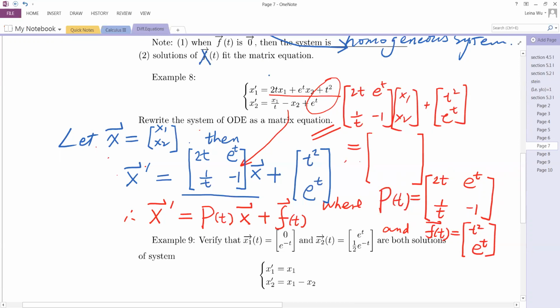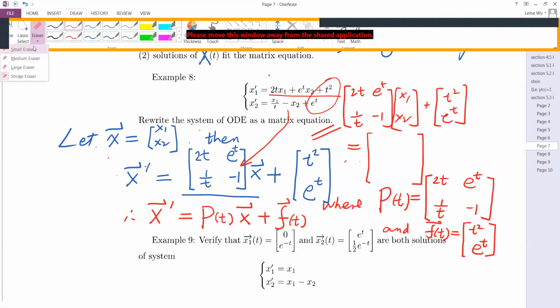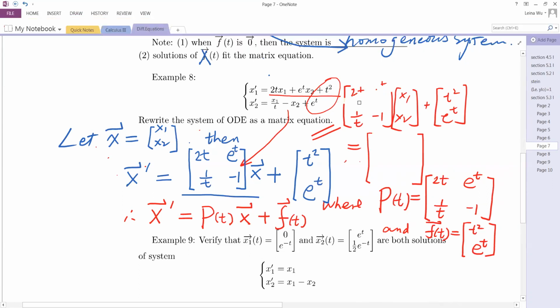Okay. So you notice that the unknowns you're solving for are x1, x2, right? And t squared and e to the t are not related to these two unknowns. So you can separate them. So t squared and e to the t wouldn't have anything to do with my vector x. Okay. Make sense? Yep. Okay. All right. And thank you, Milan. Okay, let me get rid of these.